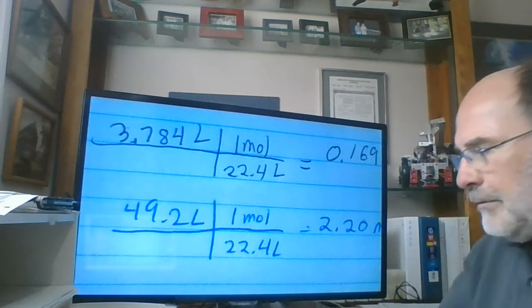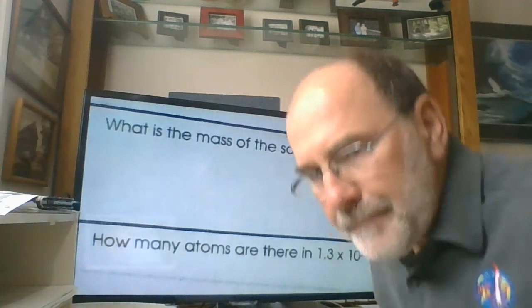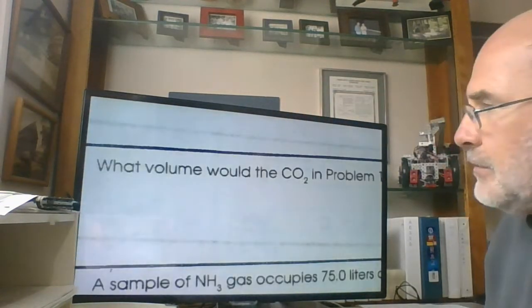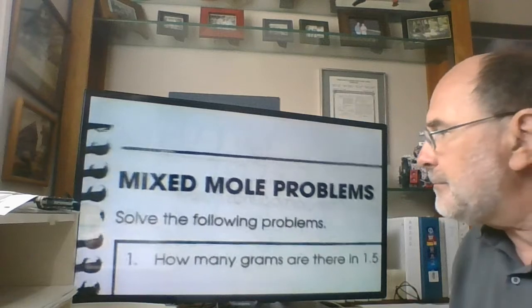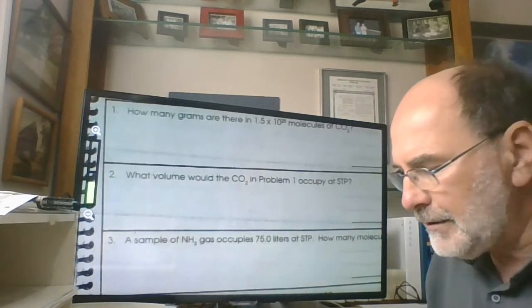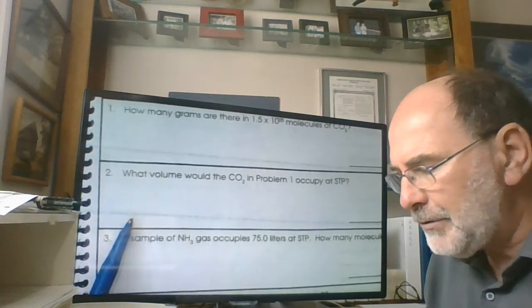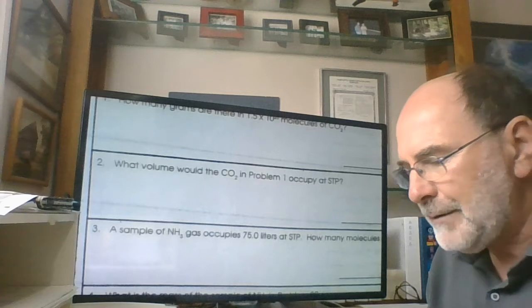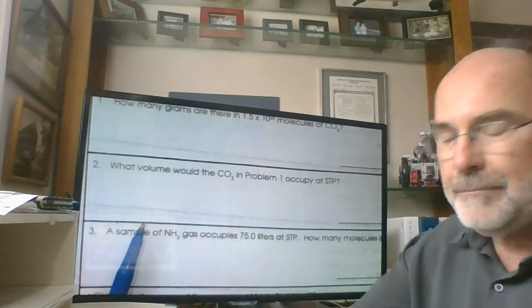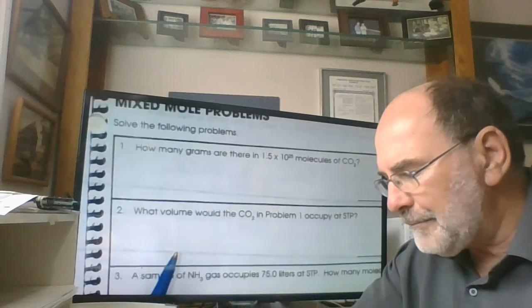All right, so once upon a time, I assigned this worksheet to you called Mixed Mole Problems, and I told you to skip the problems that we didn't know how to do. So I told you to skip problem 2. Why did I do that? Because you hadn't learned about volume stoichiometry yet. Well, let's see how this goes.